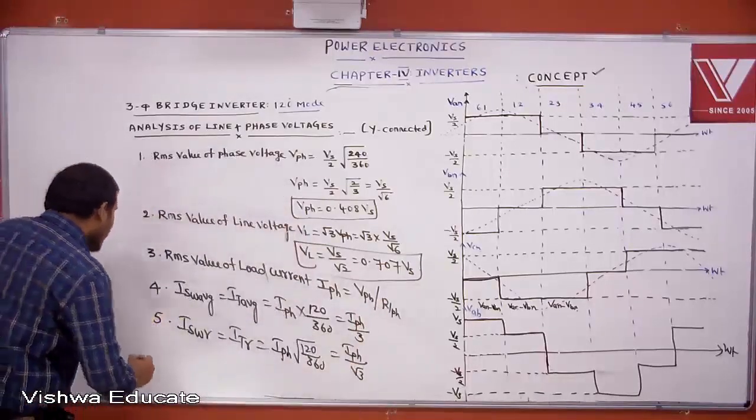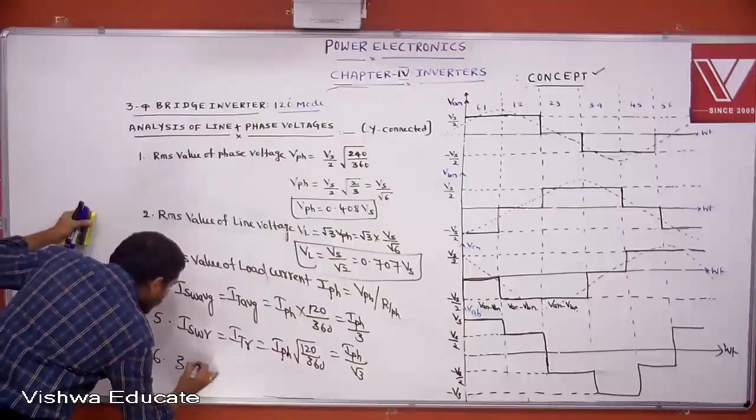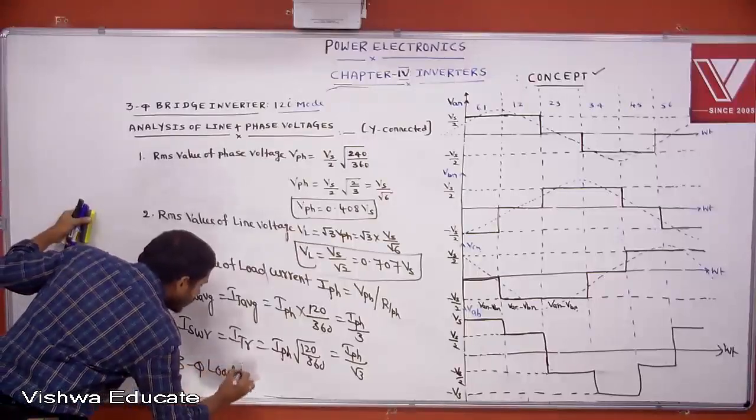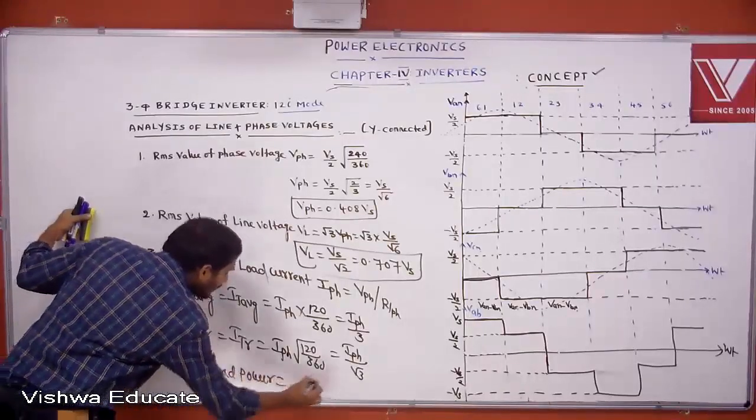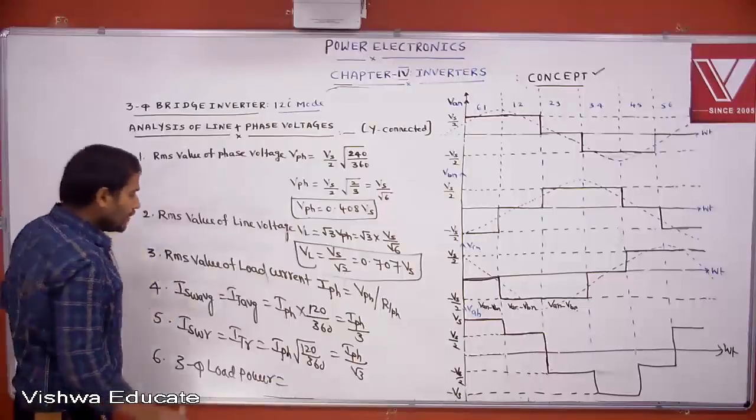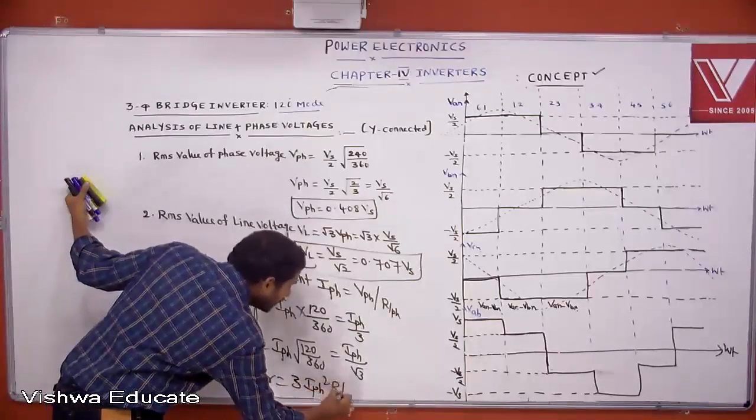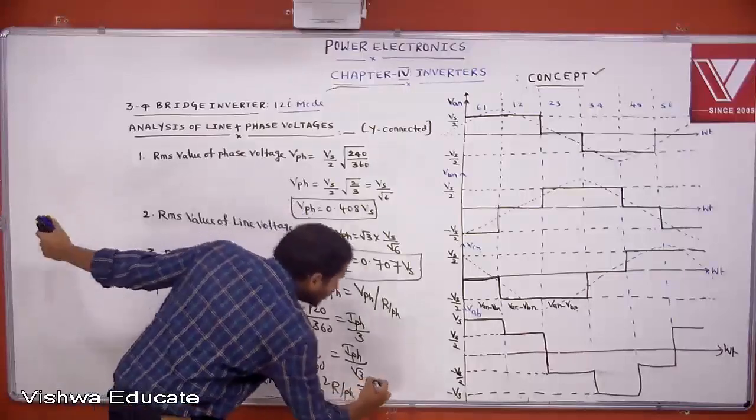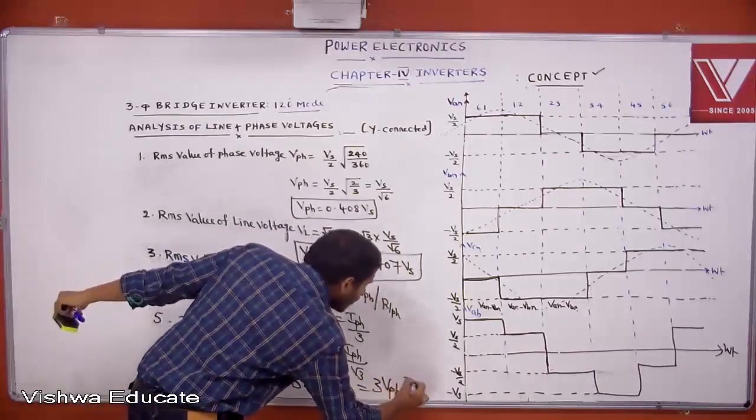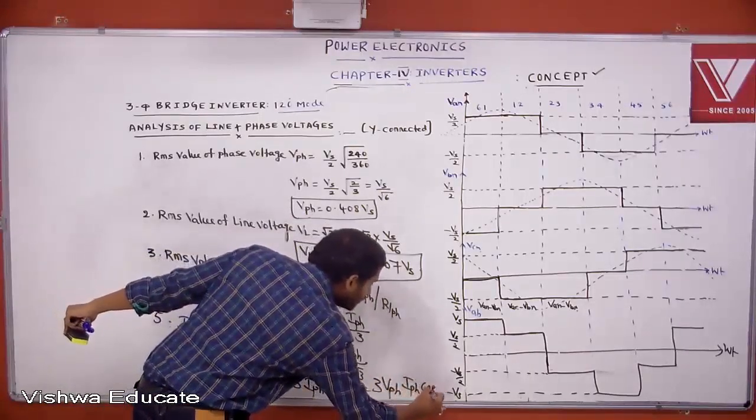Then what is the 3-phase load power? How much power is delivered? 3-phase load power equal to 3 into I phase square into R, that is R per phase. That equal to 3 into V phase into I phase into cos phi.